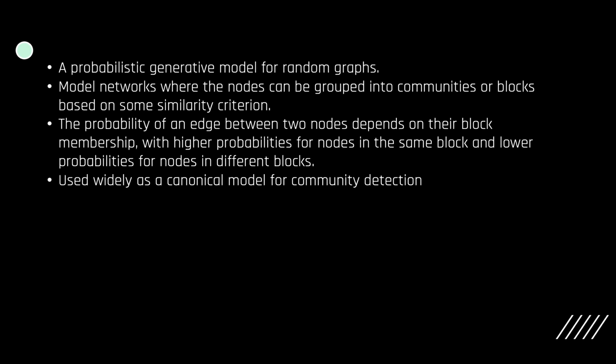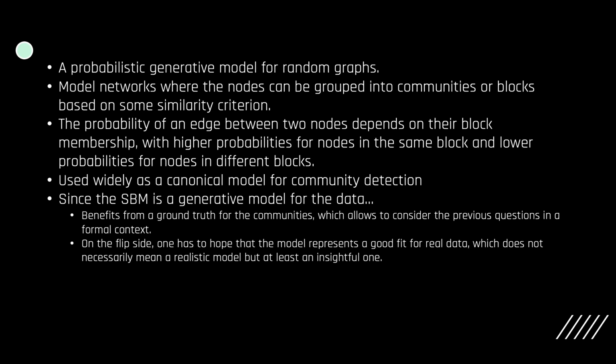The SBM has been widely used as a canonical model for community detection. It is arguably the simplest model of a graph with communities. And since the SBM is a generative model for the data, it benefits from a ground truth for the communities, which allows us to consider the previous questions in a formal context. On the flip side, one has to hope that the model represents a good fit for the real data, which does not necessarily mean a realistic model, but at least an insightful one.